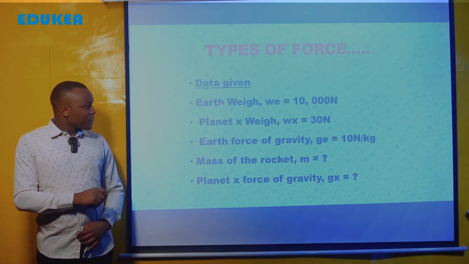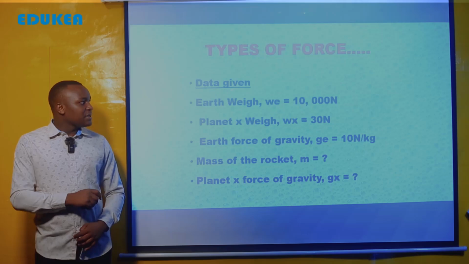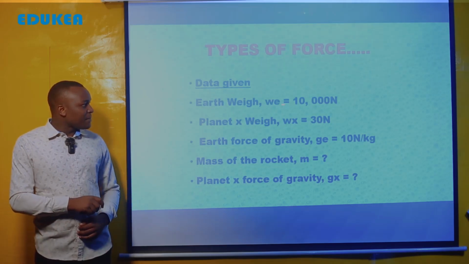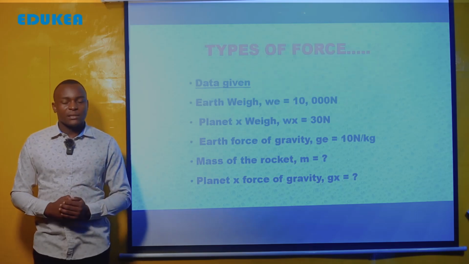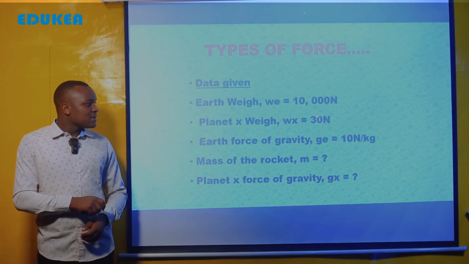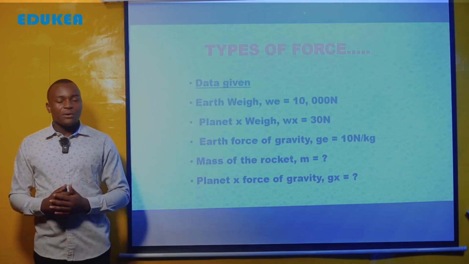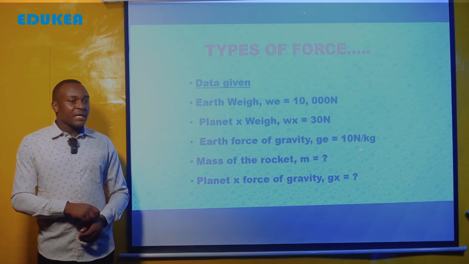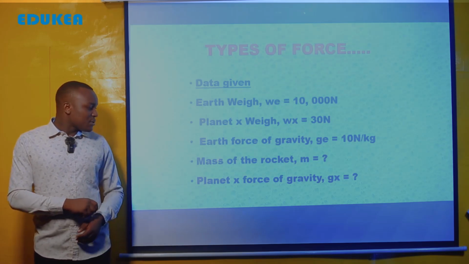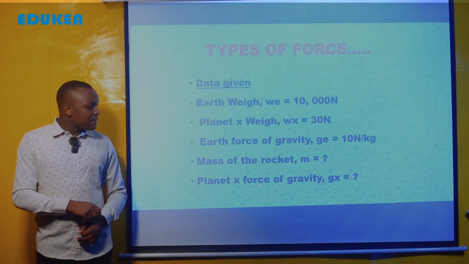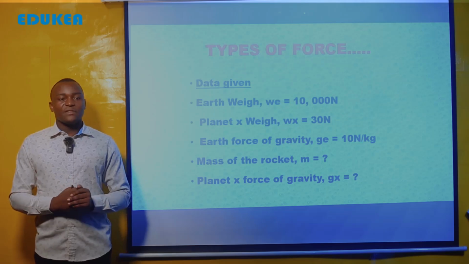As we say, we are being given the weight of object when it is on the Earth, which we will term as W_E, was equal to 10,000. But on the planet X, weight was equal to 30, which we term as W_X. But we know the Earth's gravitational force, g_E, is equal to 10 Newton per kilogram. But also mass of the object we are not given. Also at the planet X we are not given the gravitational force.